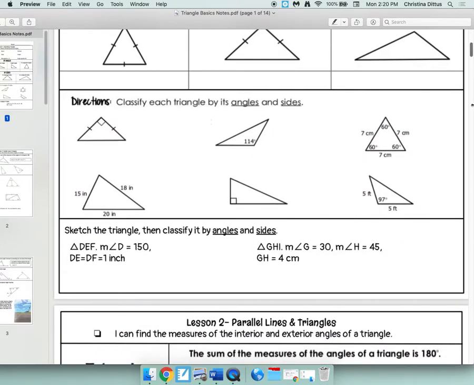Alright, so we're going to name the triangles by their angles and sides. First off, looking at this one, what kind of angle do I have? A right. And then how many sides are the same? Two. So it's a right what? Isosceles.